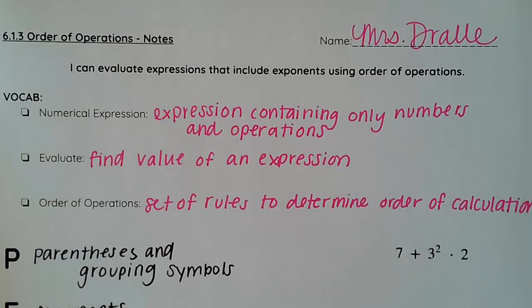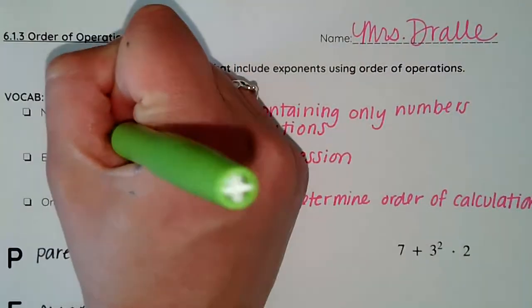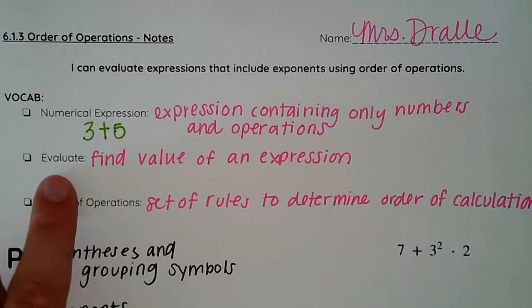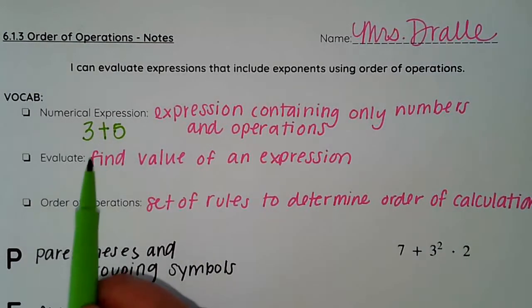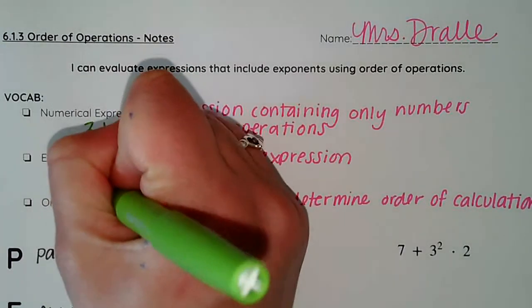A numerical expression. A numerical expression is an expression containing only numbers and operations. For example, 3 plus 5. This has numbers, it has operations, there are no letters, no equal signs, just numbers and operations. Now, the word evaluate is the word we use when we're dealing with expressions. That means to find the value of that expression. So if I was going to evaluate this numerical expression of 3 plus 5, my value would be 8.